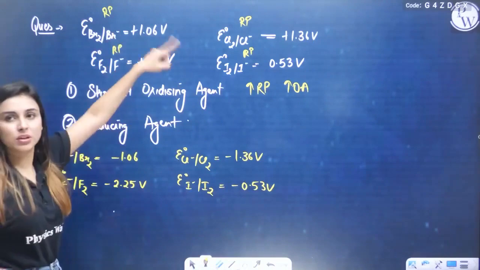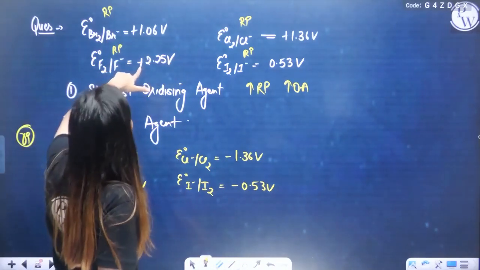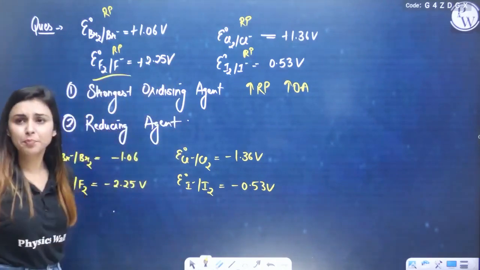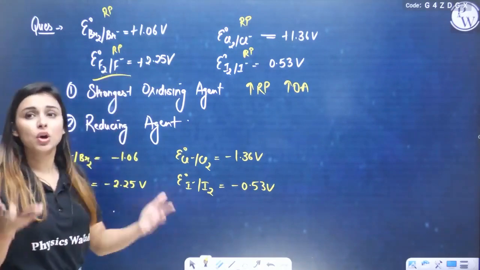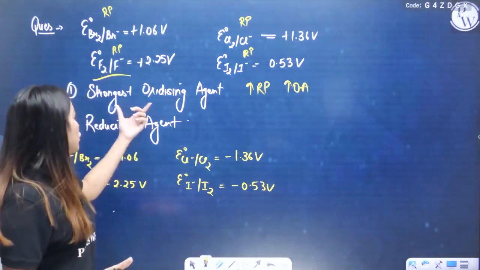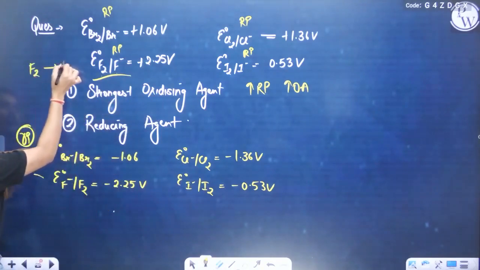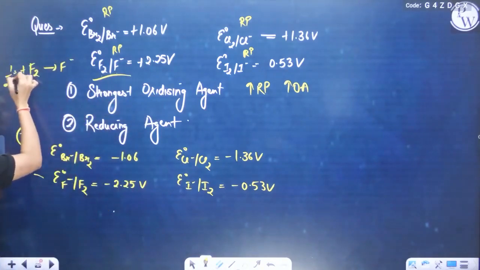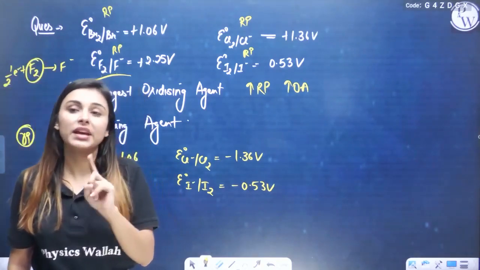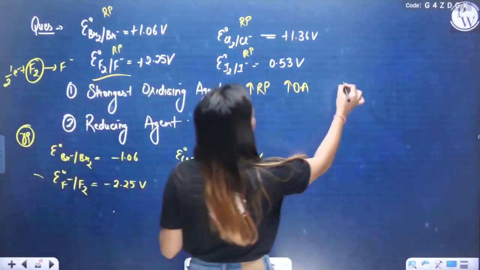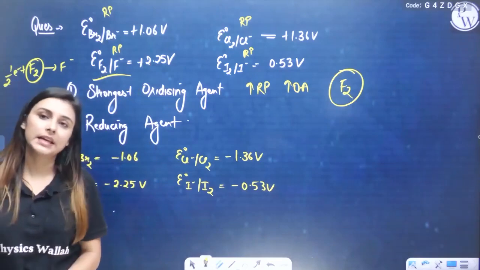So we'll be discussing this. We'll see these reduction potentials, which has the maximum value: plus 1.36? Yes ma'am, this particular value is the maximum. Now the question is, out of F2 and F minus, which is actually your oxidizing agent? Since the reaction takes place from F2 to F minus plus half electrons, my dear students, your F2 is the strongest oxidizing agent and not F negative. So your answer would be F2. F2 will be your strongest oxidizing agent.